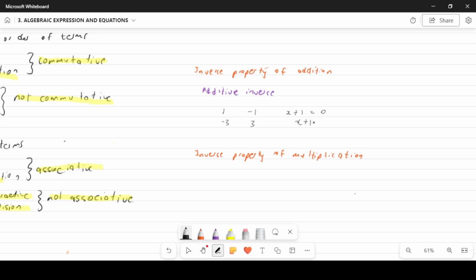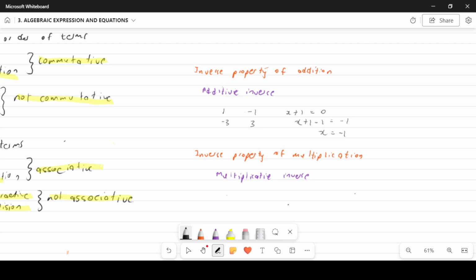Right, so then you take the additive inverse on both sides of the equation, and therefore you're left with x is equal to minus 1. With multiplication, we get the multiplicative inverse. The multiplicative inverse is found by taking the reciprocal of a number.